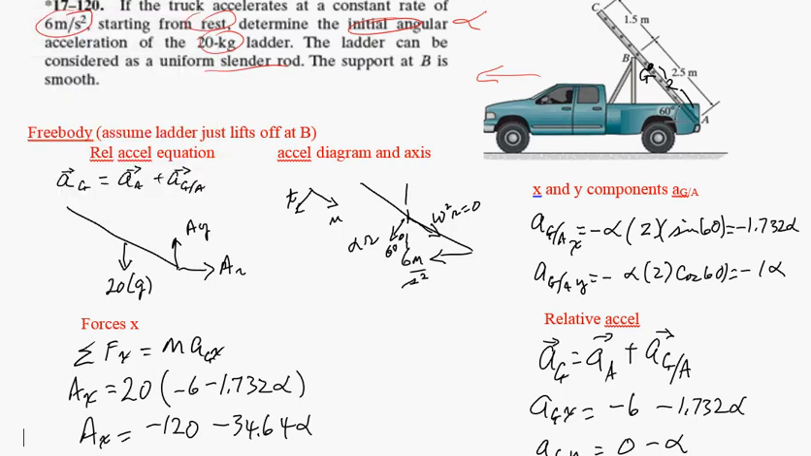So the first thing we do is draw the free body diagram. Now notice that we're going to assume this ladder just lifts off with this acceleration. We're going to assume it just lifts off at B. In other words, at point B, the ladder is not being held up or down. It's not positive or negative. It is simply zero. So there's the free body diagram. Those are all the forces. Write the relative acceleration equation: a_G is a_A plus a_G relative to A. Draw the normal tangent coordinate system.